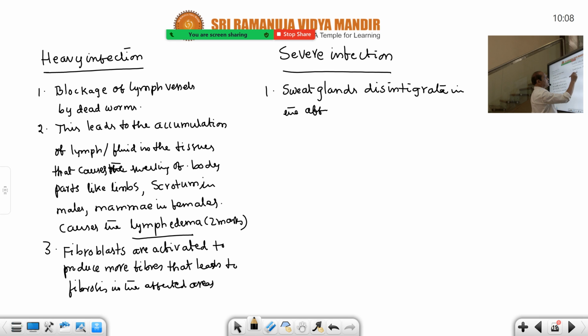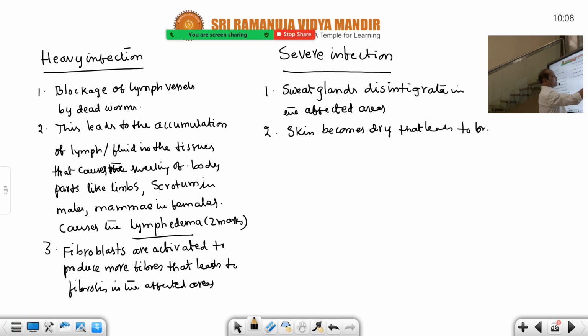This is the symptom of elephantiasis, the final stage. The sweat glands disintegrate in the affected areas, and the skin becomes dry, and that leads to breakage of skin. Skin also breaks. So, like an elephant leg, closely observe an elephant leg, some lines are there. Our limbs look like that. So, skin becomes dry.